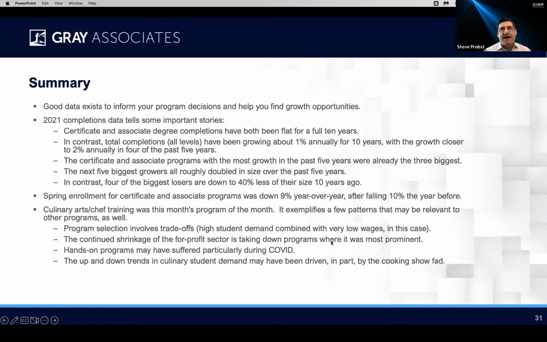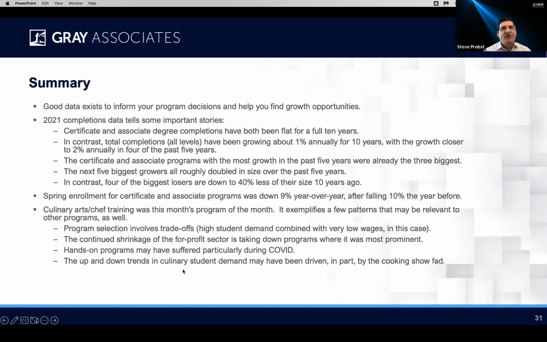Second thing is that when you're looking at data, the programs that were dominated or where the for-profit sector was particularly strong are pulling down numbers for those programs, and that may not reflect what's happening at schools that are maintaining steady state, like most community colleges. When you look at trends, and we're still looking at data very much affected by COVID, hands-on programs may have suffered particularly. We don't know if that means they're going to snap back or recover or flatten at a new level, but we still have to pay attention to that when we're interpreting all the data.